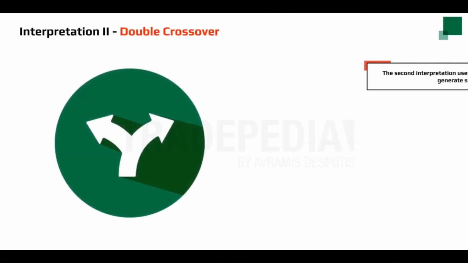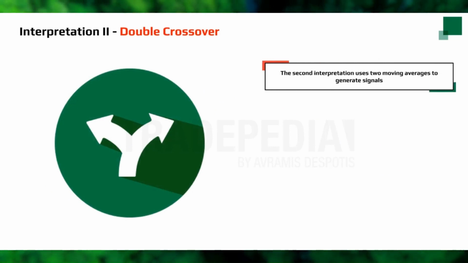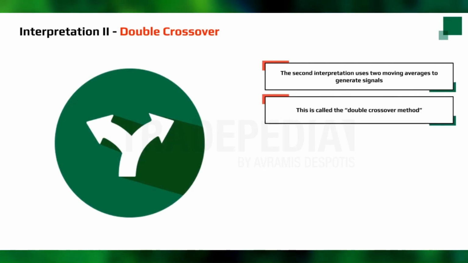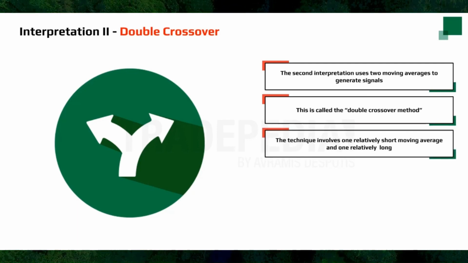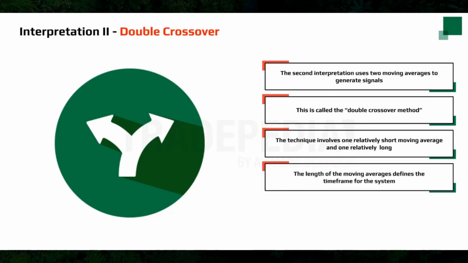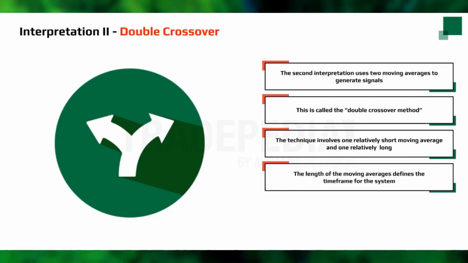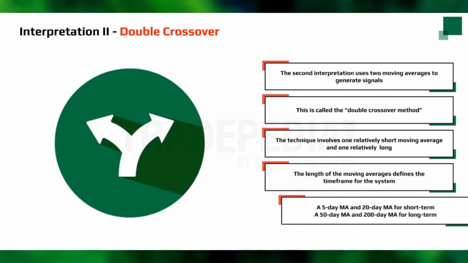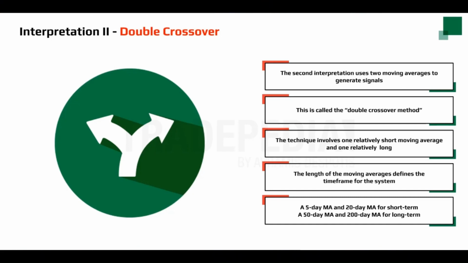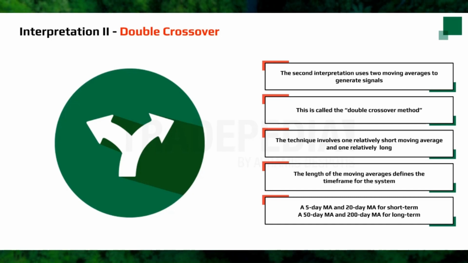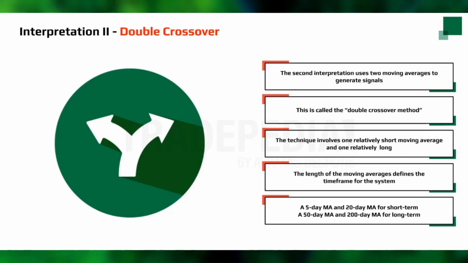The second interpretation uses 2 moving averages to generate signals. This is called the double crossover method. This technique involves one relatively short moving average and one relatively long. The length of the moving average defines the time frame for the system. A system using a 5-day MA and a 20-day MA would be deemed short-term, whereas a 50-day MA and 200-day MA is considered long-term.